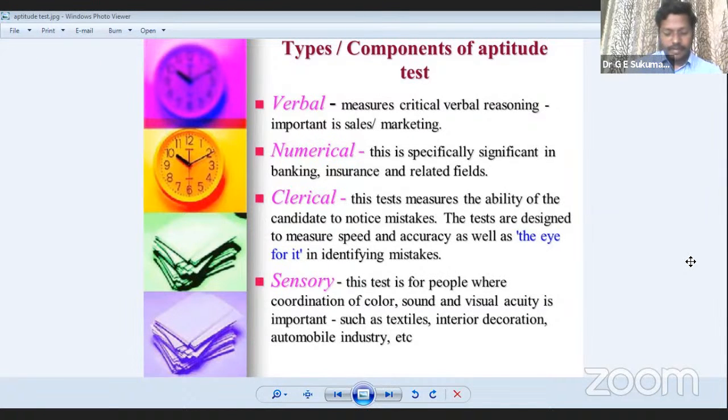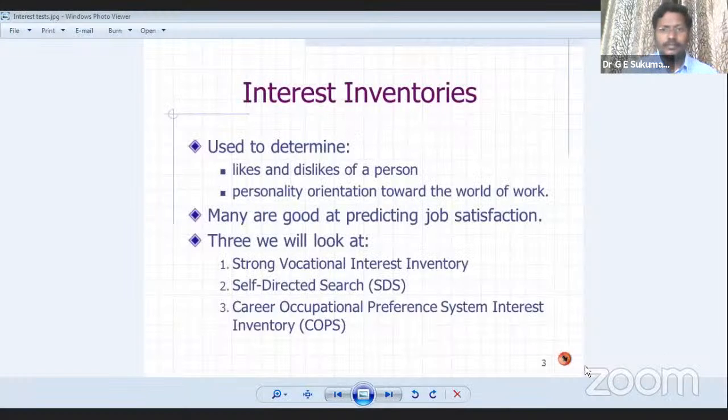And finally, we have our types of interest also, interest scales: how an individual likes or dislikes. So these are about interest inventories. Interest is simply the likes and dislikes of a person, the personality orientation towards the world of work. So what are the likes and dislikes, especially from the work point of view.